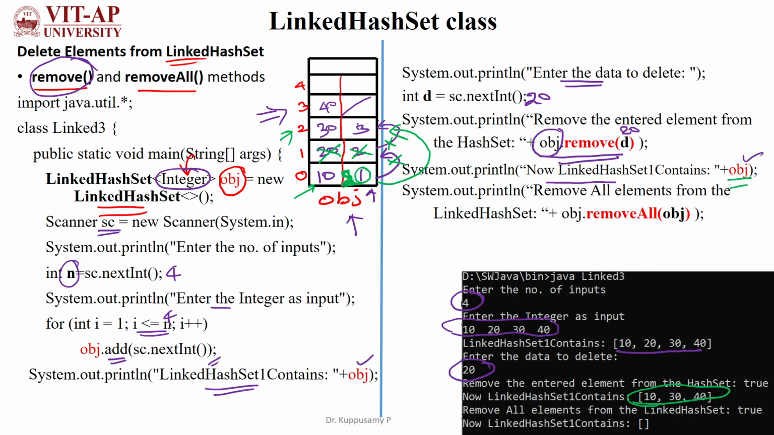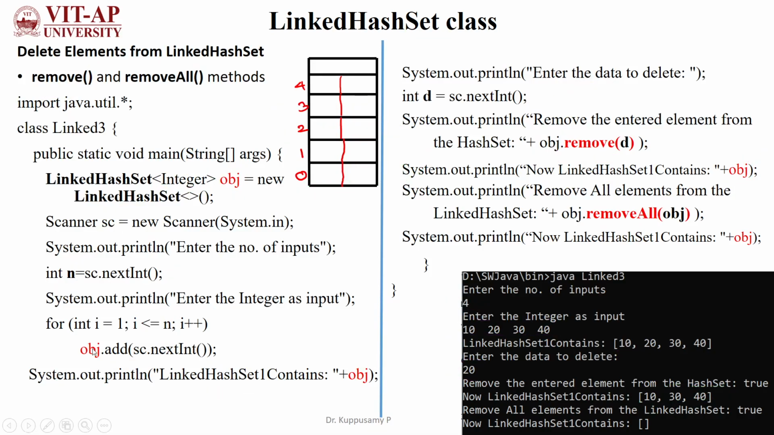After that, if I want to remove all the elements from the obj, I can use the removeAll method. After removing, I am printing the obj. Now you see I removed all the elements, so it becomes empty. It returns an empty structure of the obj after removing all elements. So using the remove and removeAll methods, we can remove or delete the elements from the linked hash set data structure obj variable.